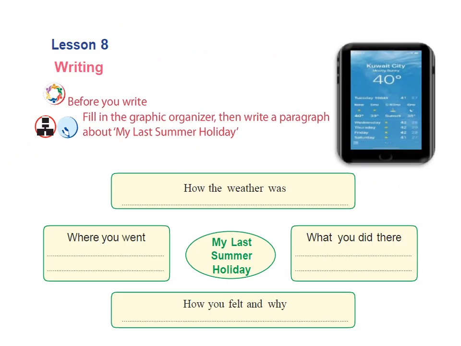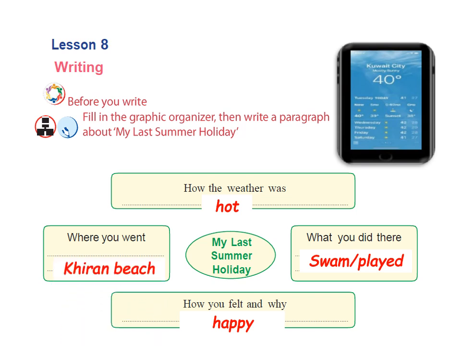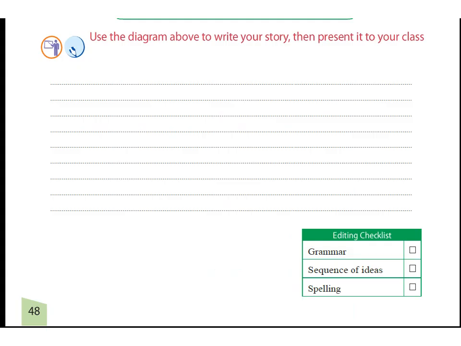Here, fill in the graphic organizer. Then write a paragraph about your last summer holiday. How the weather was: hot. What you did there: swam and played in the sea, for example. How you felt and why: happy. Where you went: Khiran Beach. Use the diagram above to write your story, then present it to your class.